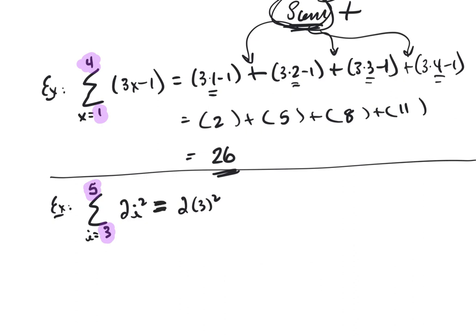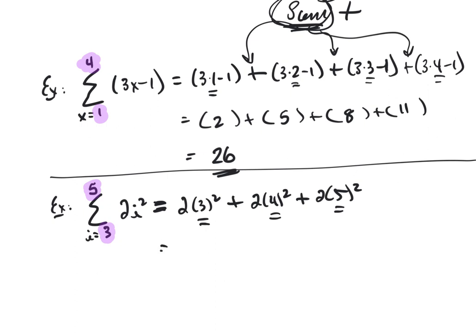Start by putting in the number 3, then adding, put in the number 4, adding, and finally put in the number 5. So we started by putting in a 3, then we put in a 4, and finally we put in a 5. So 3, 4, and 5. We start at the bottom number, we finish at the top number.